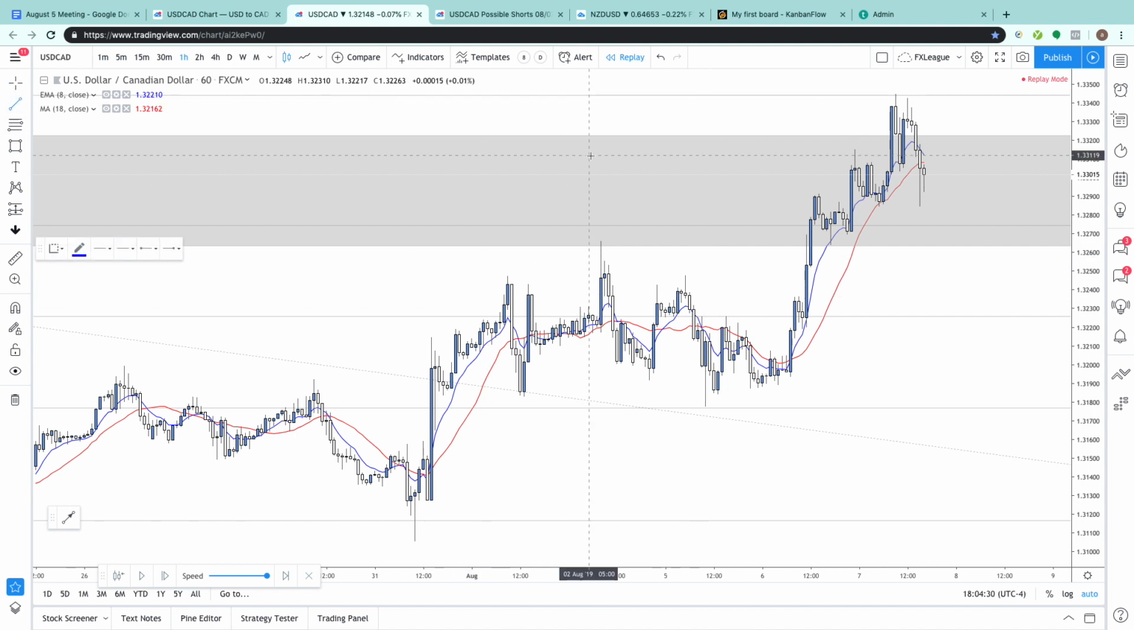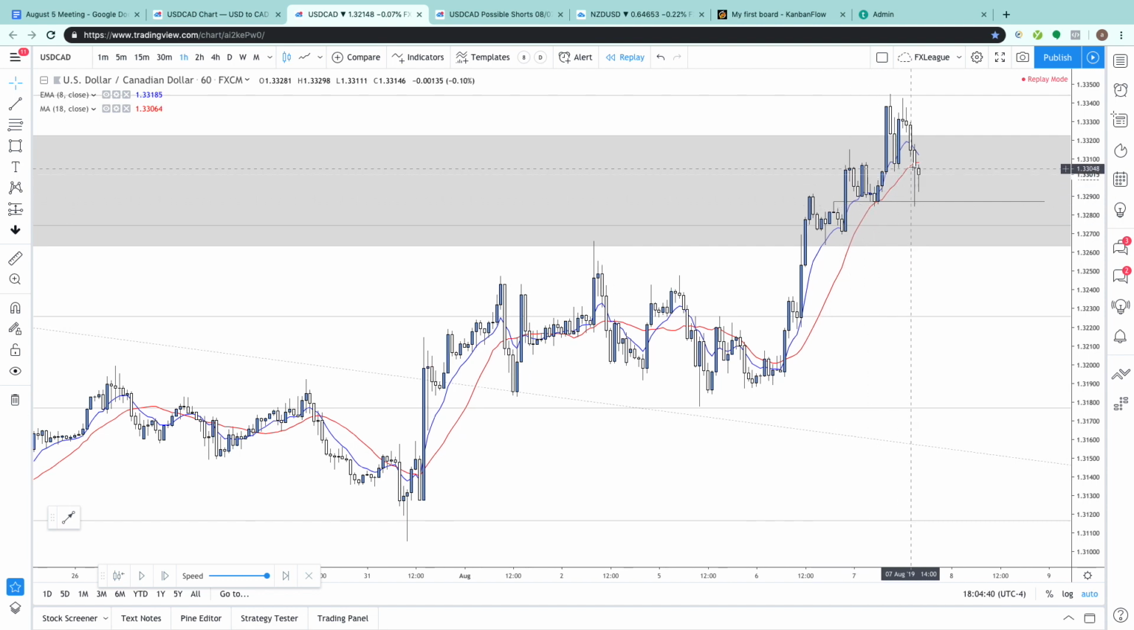So I marked off this level of support right here, knowing that if the market manages to break this level, and even this more minor level here, a transition becomes a real possibility.